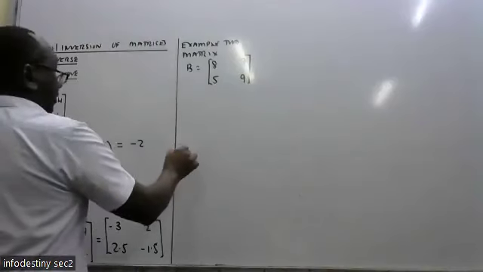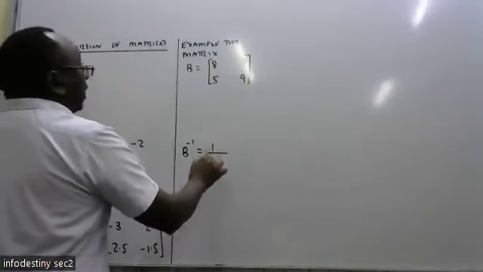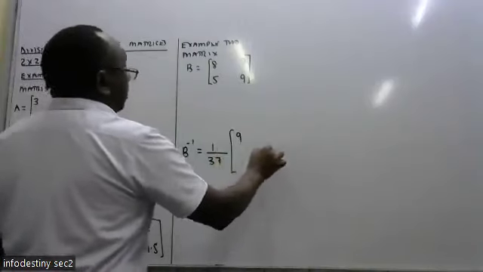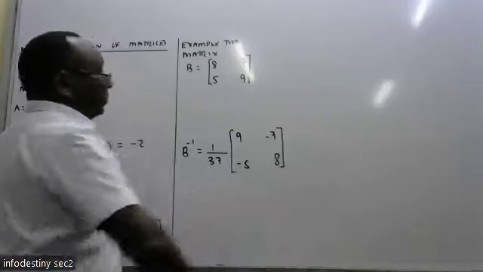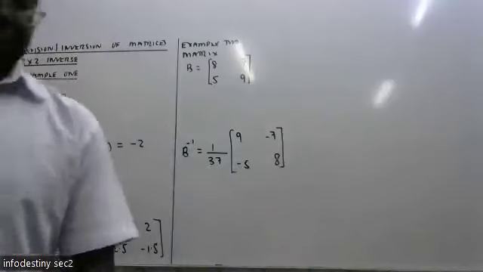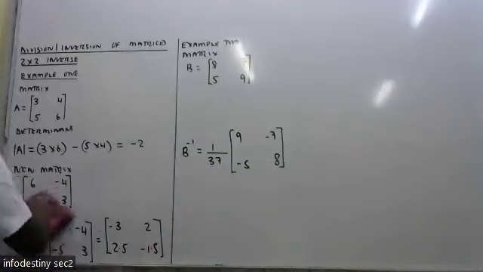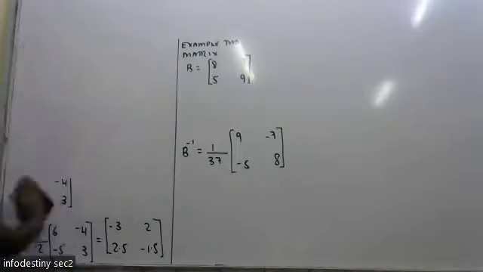So B inverse is 1 out of 37. This is 9, this is 8, minus 5 and minus 7. Okay. So kama tuko sawa na hiyo, let's go to 3 by 3.